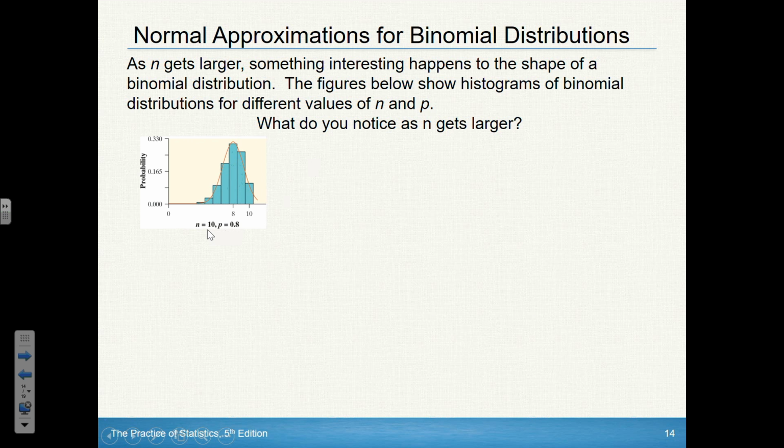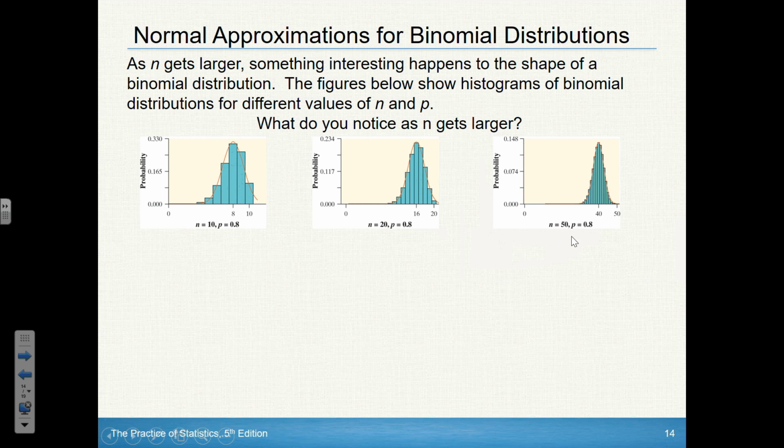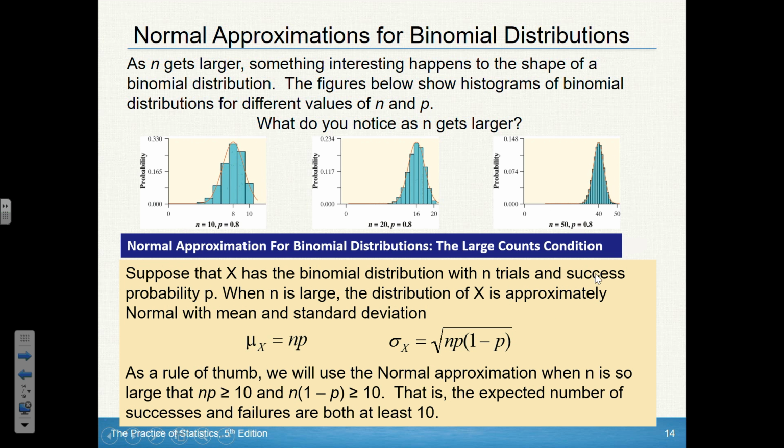We have this situation where n equals 10 and p equals 0.8, and we see that this distribution is clearly skewed to the left. But if we increase the sample size to, say, 20, keeping the probability of success constant at 0.8, from the first to the second histogram here, we see that it's starting to look a little bit more symmetrical. And if we increase the sample size to 50, well, now we're looking at something that is very, very close to a normal distribution. That's why we can see that the binomial distribution can be approximated by the normal distribution as long as n gets large. Now the question obviously is, how large is large enough?